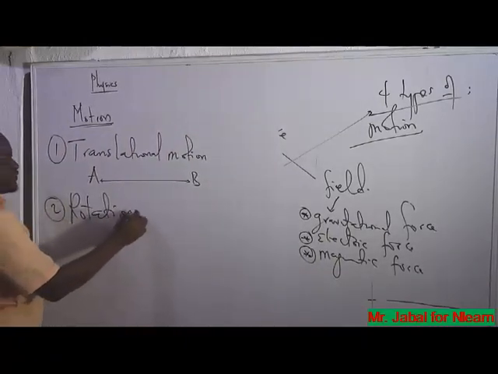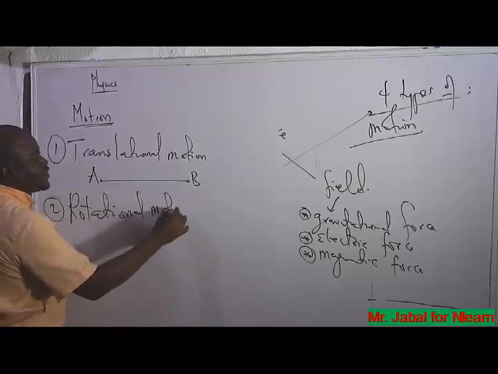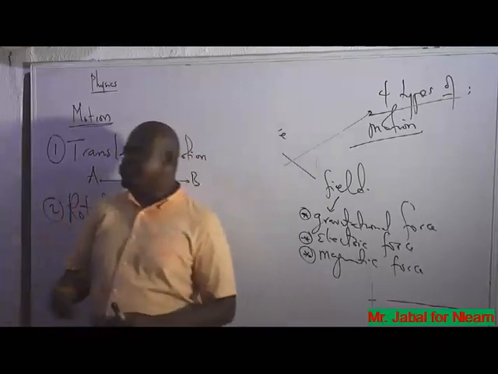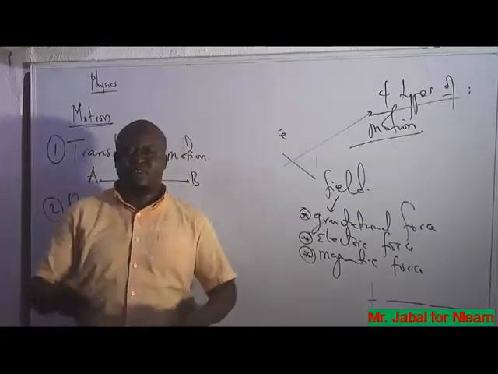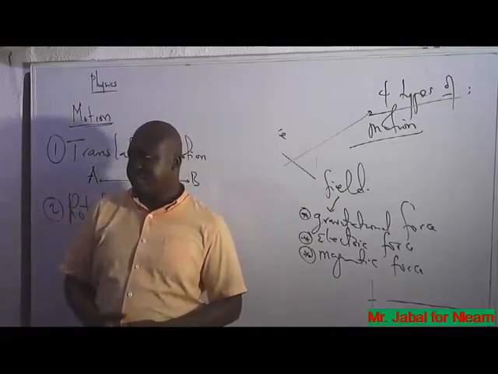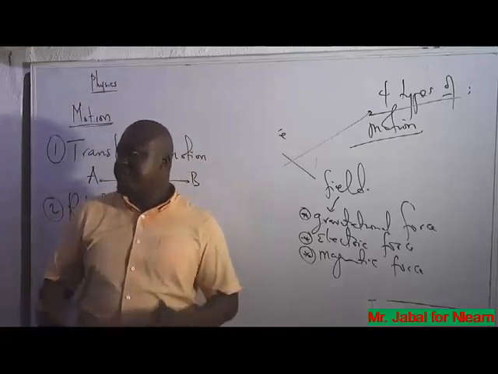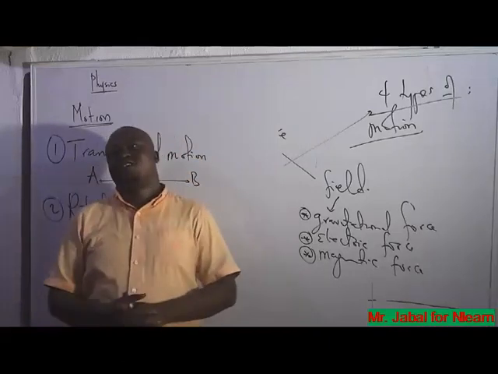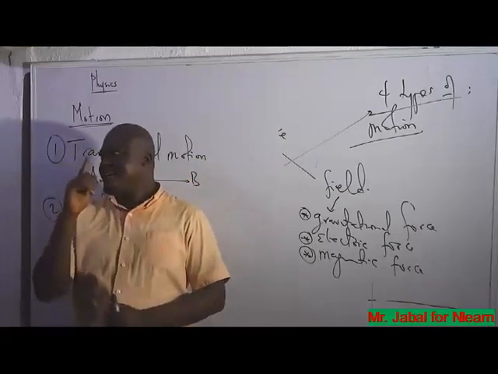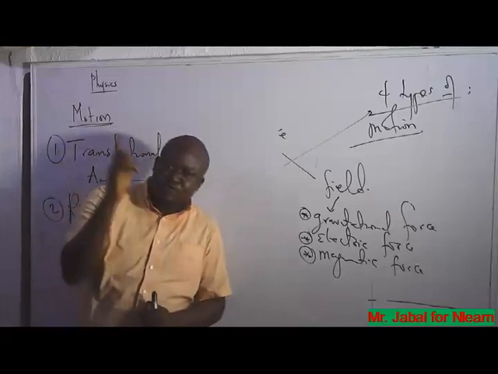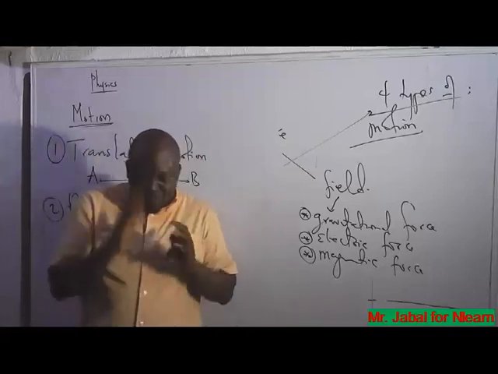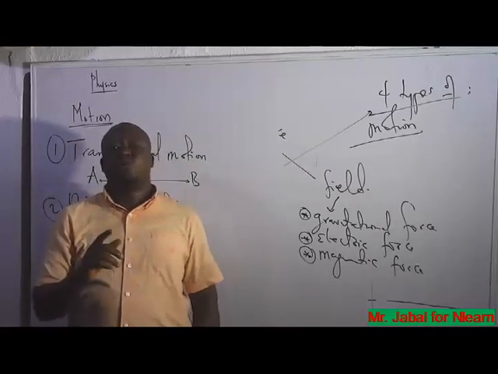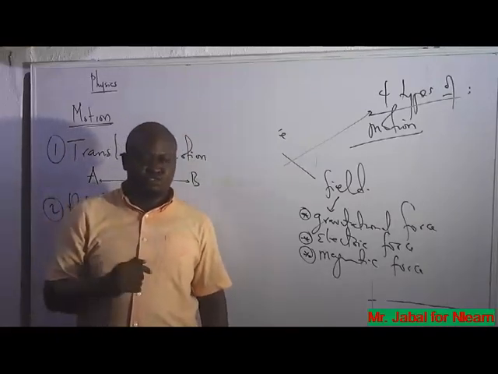Rotational motion. Rotational motion is simple. It's a kind of motion that has to do with bodies rotating about an axis. Like your electric fan. If you look at your electric fan, it's rotating, but it's not leaving the axis, it's just rotating about that axis. It's within that place, it's just rotating around that axis. That is what we call rotational motion.